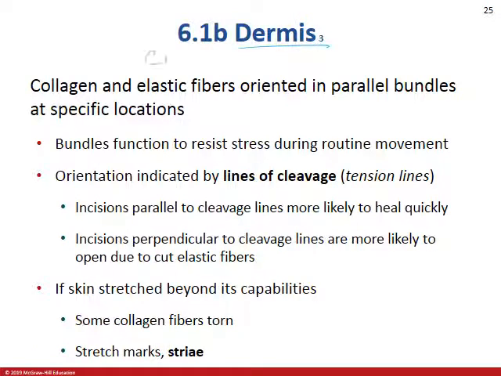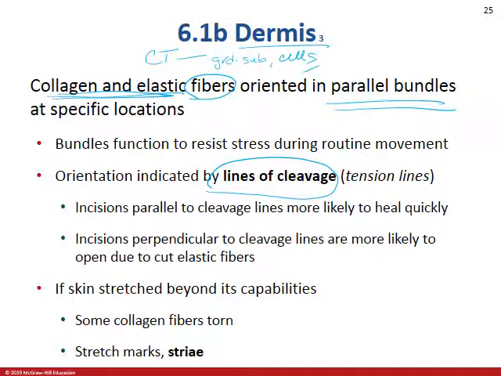We know that the dermis is connective tissue, and we know the connective tissue is made up of ground substance and cells, and the third thing are fibers. And we know that connective tissue has lots of collagen, and certain tissues elastic fibers. The dermis has lots of collagen, lots of elastic, and they're organized in these parallel bundles. We also need to talk about lines of cleavage that form, but it's probably better if we look at the image. Next here, they're talking about if the skin is stretched beyond its capabilities.